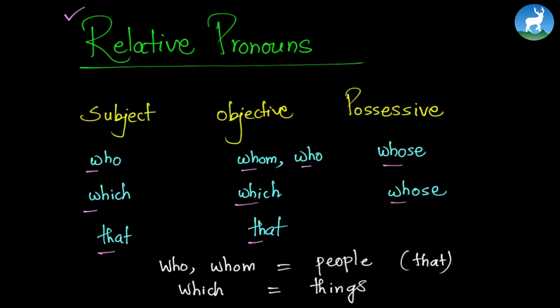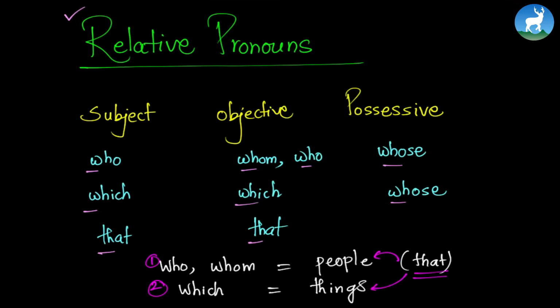And we also need to keep two things in mind. The first is, who and whom are always used when we talk about people, and which is used when we talk about things. Sometimes that is used when we talk about people and even when we talk about things. So that can be used in multiple ways. We can use that when we are talking about people. We can use that when we are talking about things. So these are some relative pronouns.